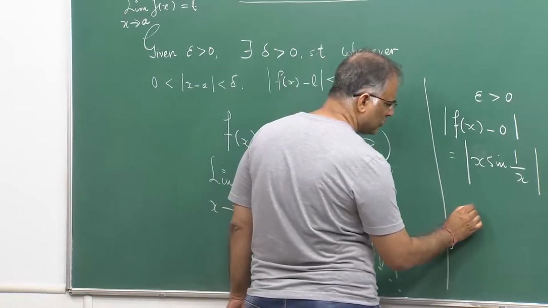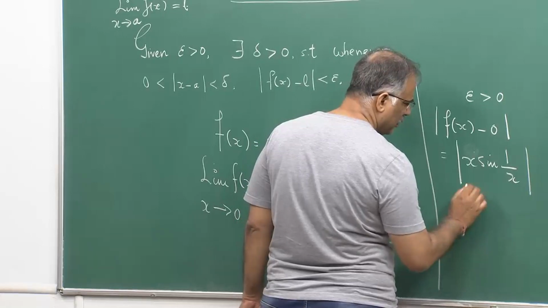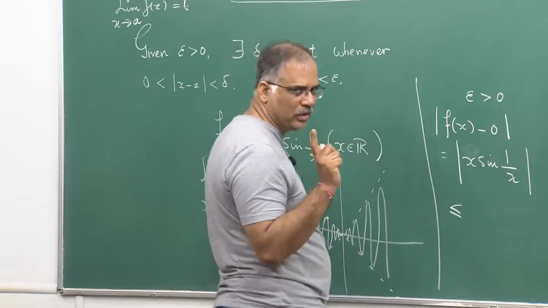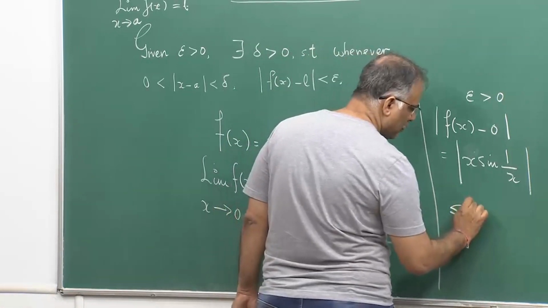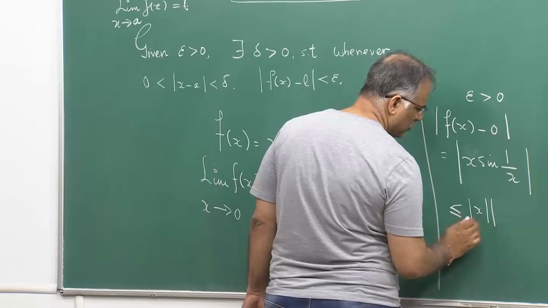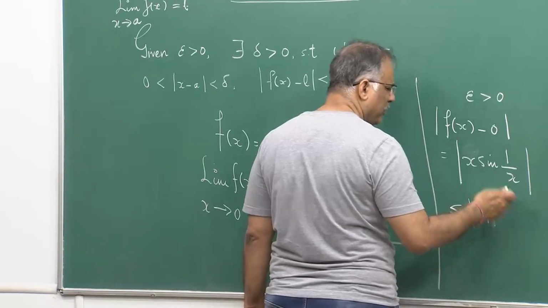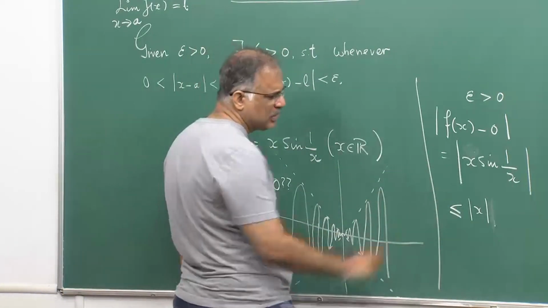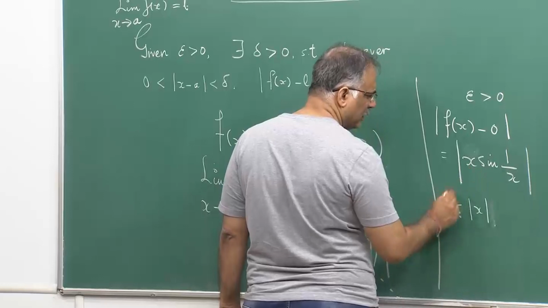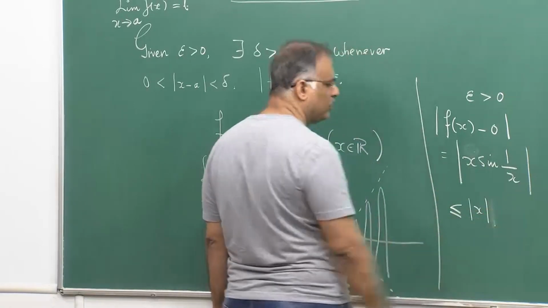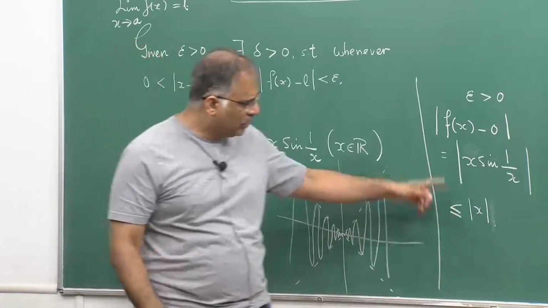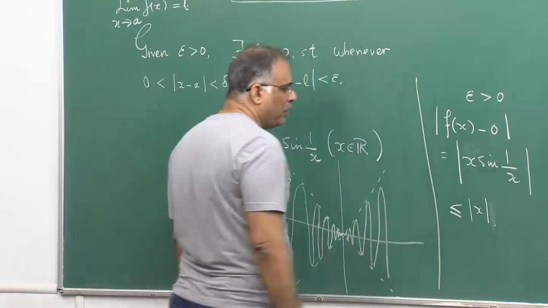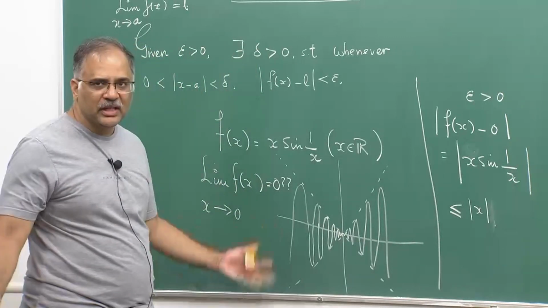which is less than, now mod sin(1/x) is less than 1. So, I can write this as mod x into mod sin(1/x), and mod sin(1/x) is less than or equal to 1. So, this is less than mod x. So, we will straight away get into this inequality. Now, if I choose mod x to be always less than epsilon, in this case my delta is epsilon.